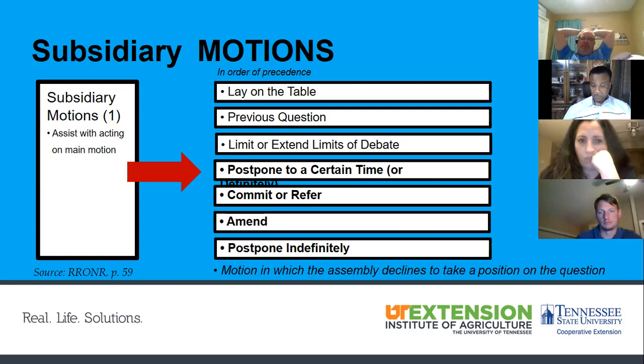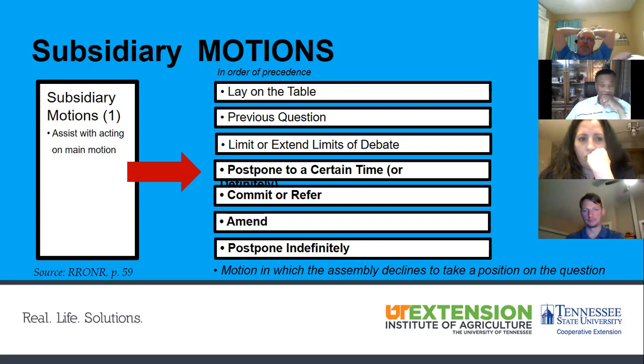It is different from the motion to postpone definitely, because when we postpone something definitely, it goes to a certain time. The motion to postpone indefinitely does not go to a certain time. It basically goes into infinity and it's not dealt with. It's a way to kill a motion without actually voting on the motion. So it does require a second.